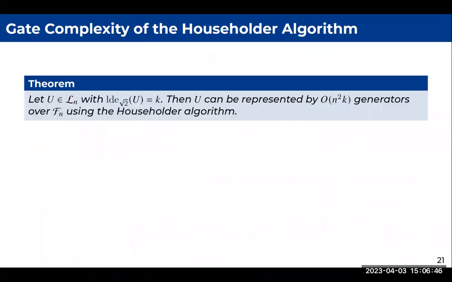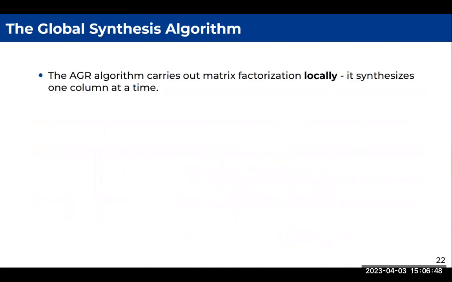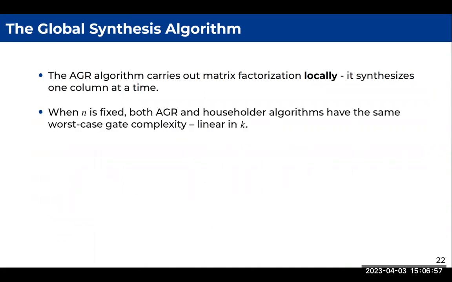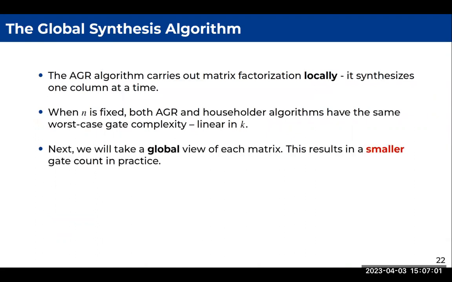Okay, so let's recap. The AGR algorithm carries out the matrix factorization locally, so it's synthesized one column at a time. When n is fixed, you could see that, actually, I did not show it here, but let me see. Well, actually, this is a good example. Now, this is the complexity for the Householder decomposition, right? If you fix n, you'll see that this will be reduced to something linear in K.